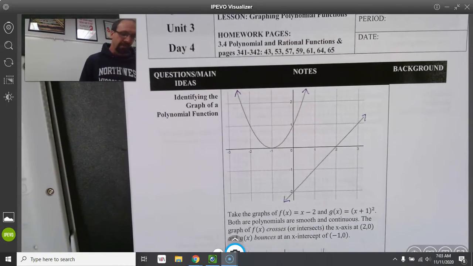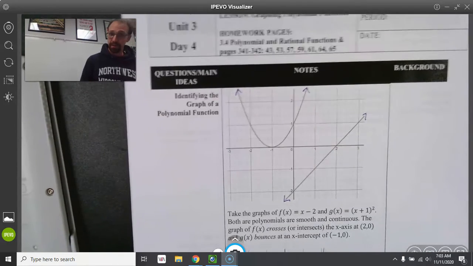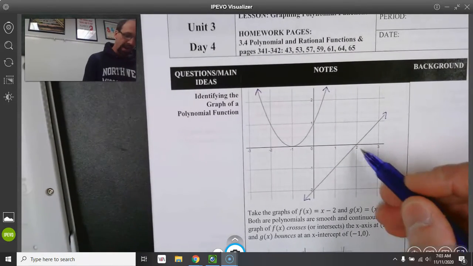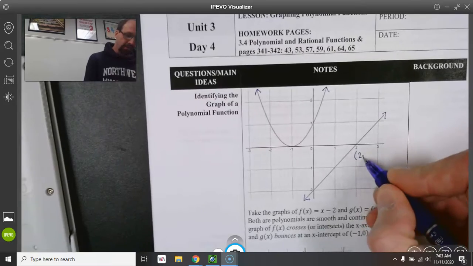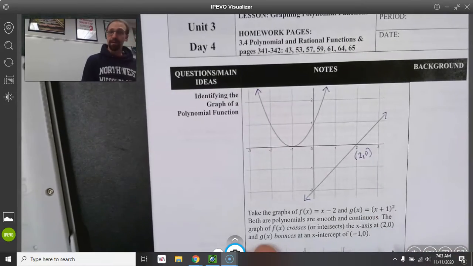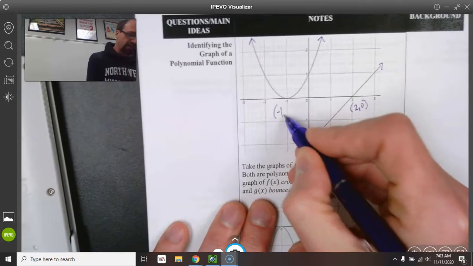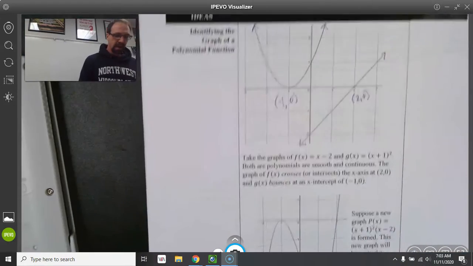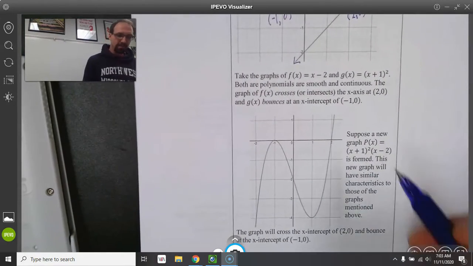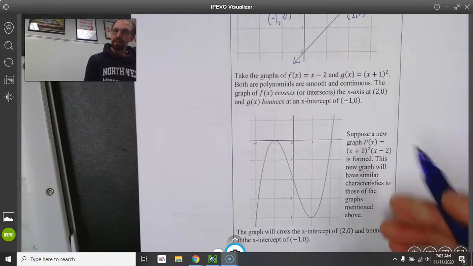The graph of f of x crosses, so we cross the x-axis at (2, 0). However, the graph of g of x, we would say bounces at the x-intercept of (-1, 0). Now we're going to talk about both of these graphs if we combine them.